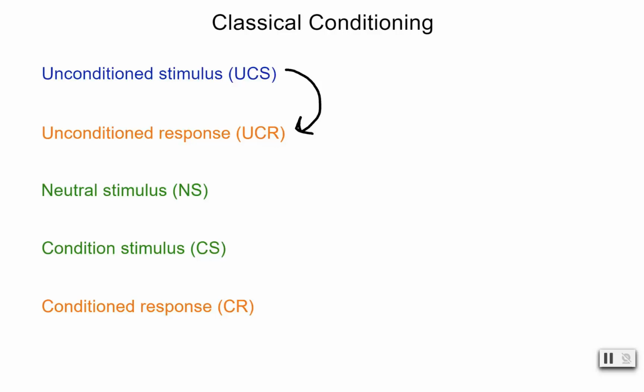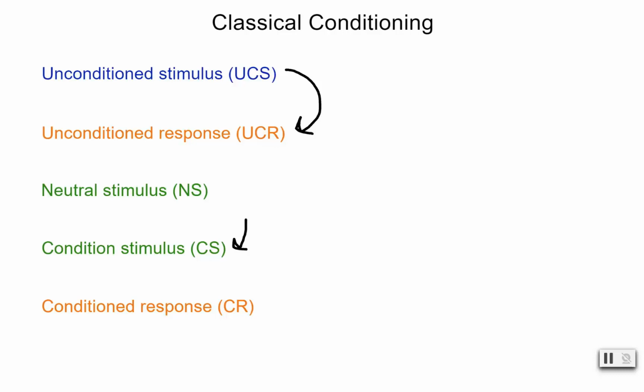A neutral stimulus is a stimulus that doesn't elicit any response, or at least not the response that we're looking for. And so the neutral stimulus is the stimulus that, in classical conditioning, we're interested in conditioning or learning to make an association. The neutral stimulus will later become the conditioned stimulus. Once learning has occurred, the neutral stimulus is no longer called the neutral stimulus. It's now called the conditioned stimulus.